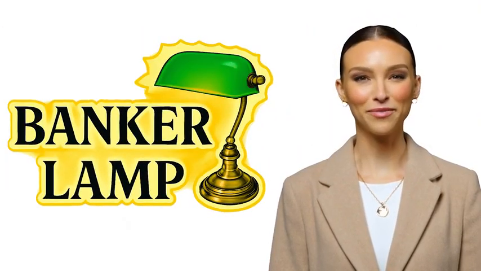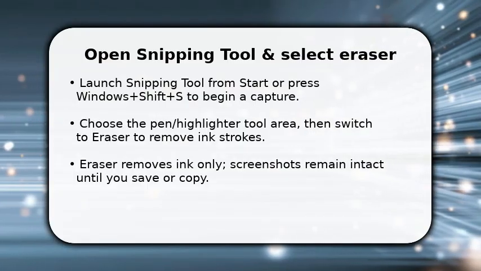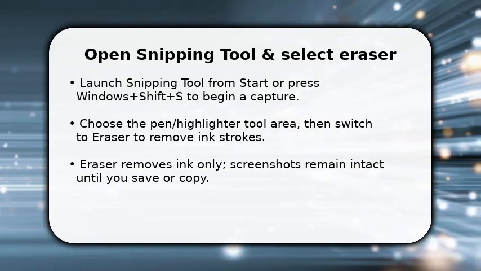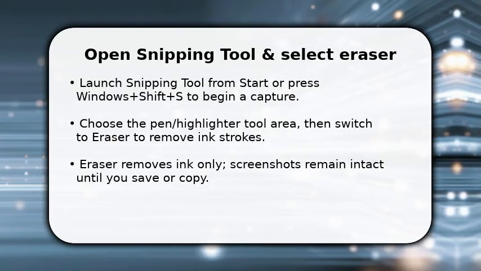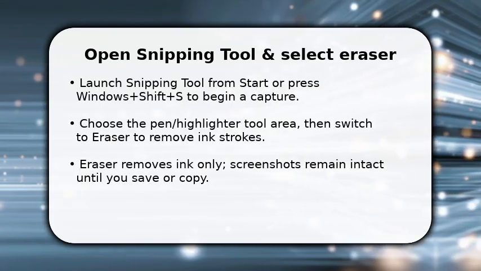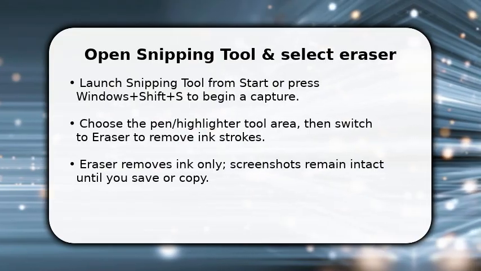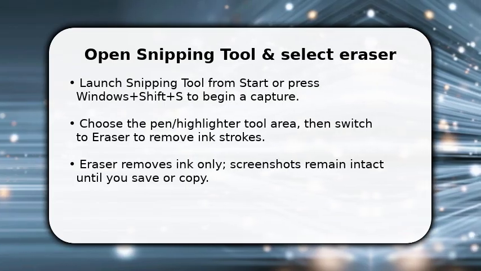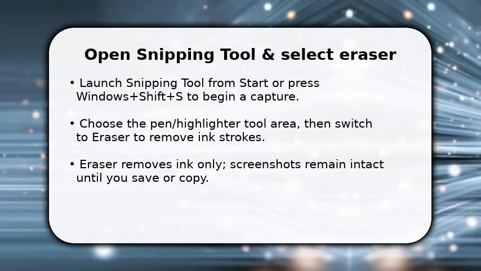Please enjoy the video. You start by opening Snipping Tool and taking or opening your screenshot. This places editable ink on the image. Next, select the ink or draw mode so the eraser becomes available. Once done, switch to the eraser tool and hover to see which strokes are removable. This helps you avoid deleting the screenshot itself.